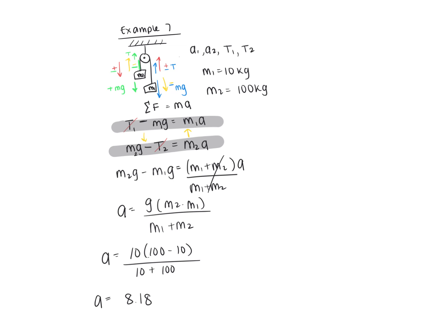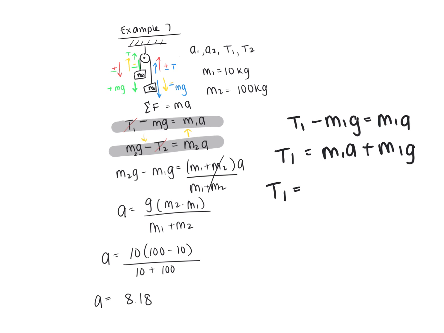So let's start with T1. T1 minus m1g equals m1a, which can be rewritten as T1 equals m1a plus m1g. T1 equals m1, 10, times 8.18, our acceleration, plus 10 times gravity, 10. And T1 will equal 181.8.